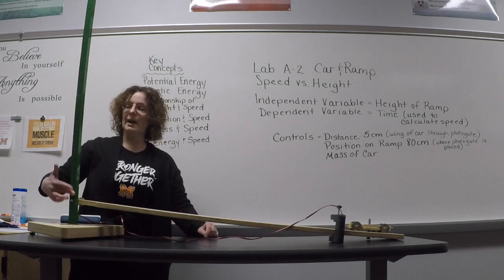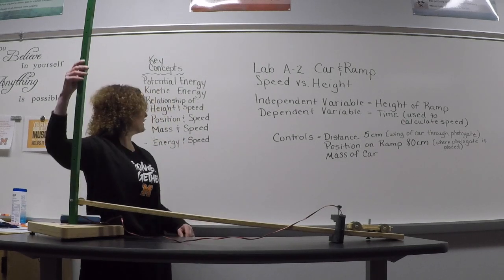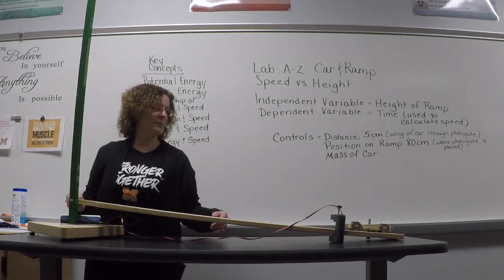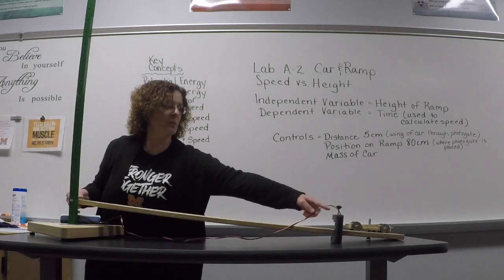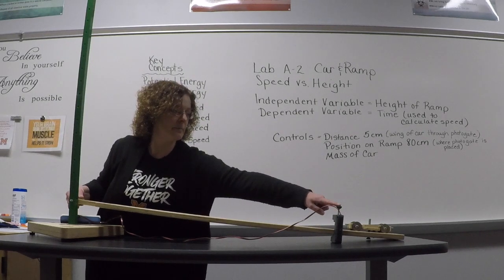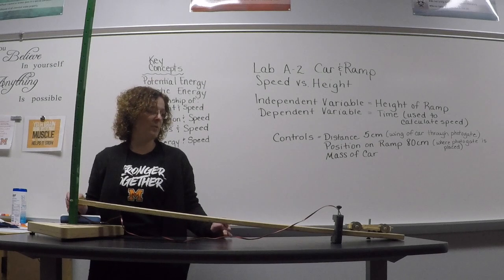Here are the different heights that we're going to be setting for this particular lab. We're going to put our ramp at different heights for angles. This is our position of where we're putting, this is called a photo gate. It's going to record the time it takes for the car to reach that point.